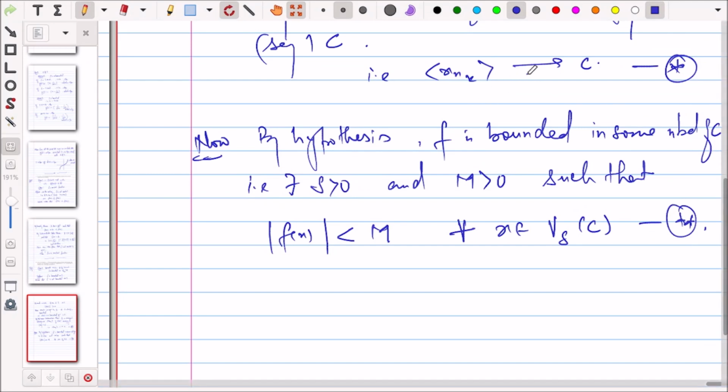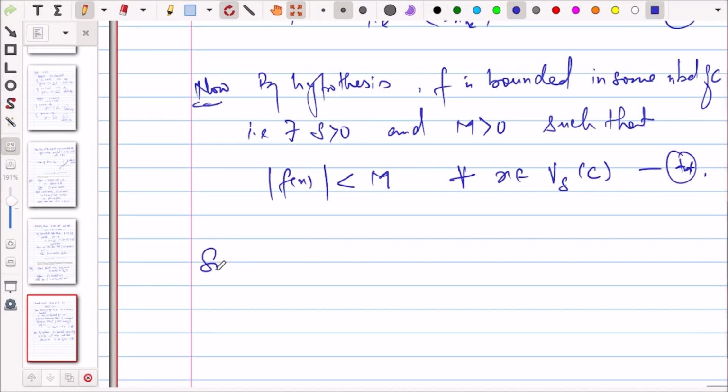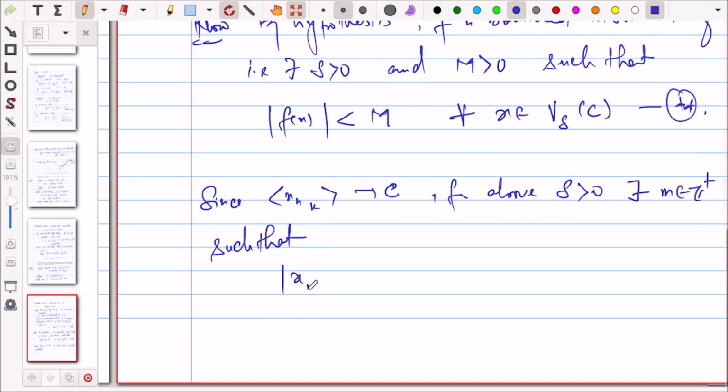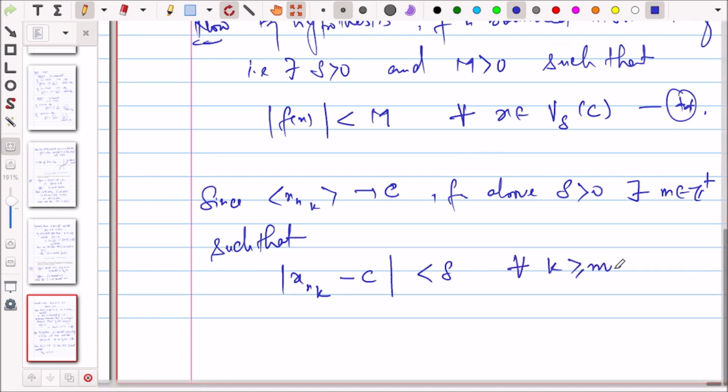Now because x_{n_k} converges to c, for the above delta, instead of epsilon we are using this delta, there exists a positive integer m such that |x_{n_k} minus c| is less than delta for all k greater than or equal to m.